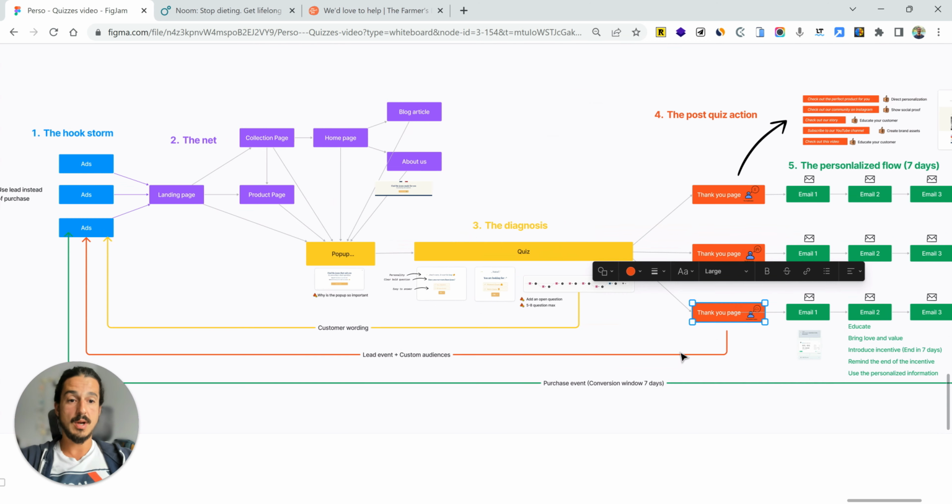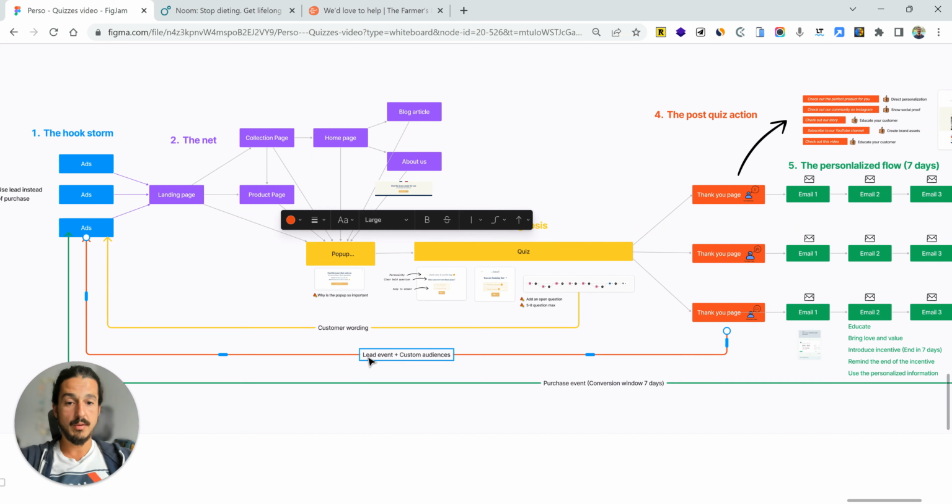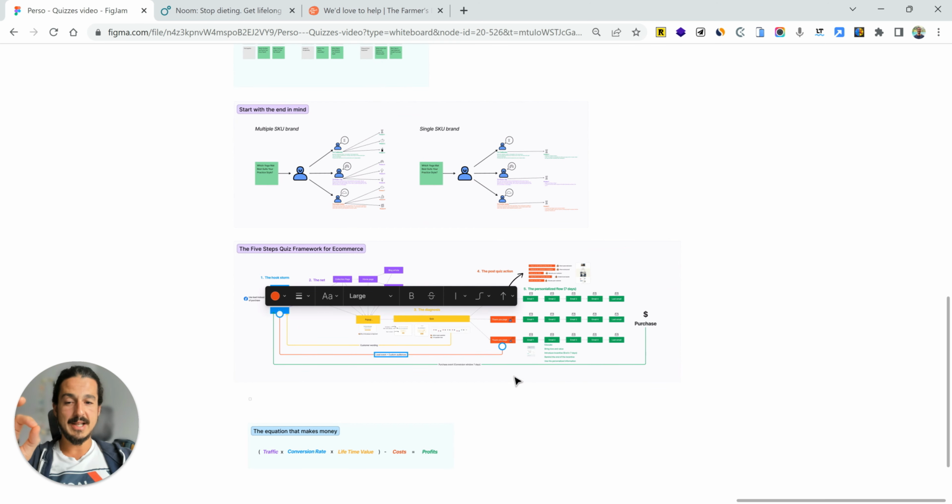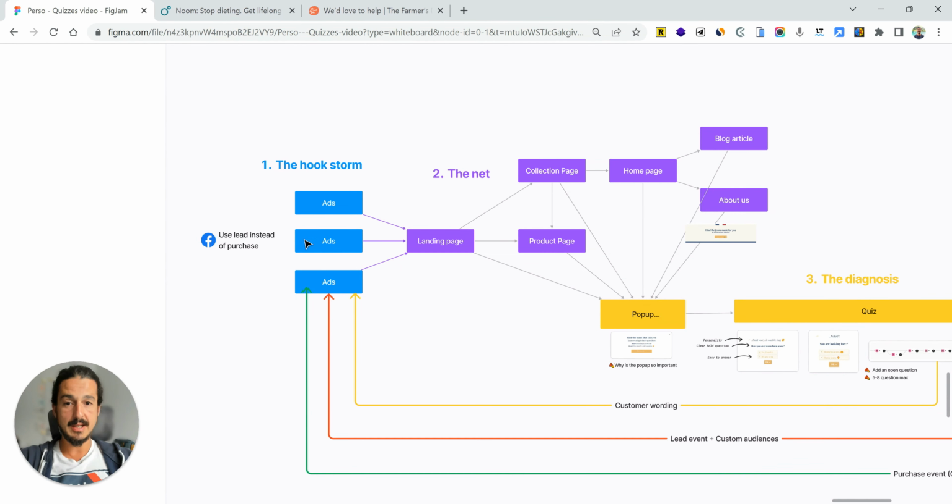Also, it allows you to have an event, which we will call the lead event, which is a little bit less important than purchase, but then you can have a lot of these events. So you can feed a campaign. And by the way, this is another part: this technique will allow you to use a lead objective instead of a purchase objective.